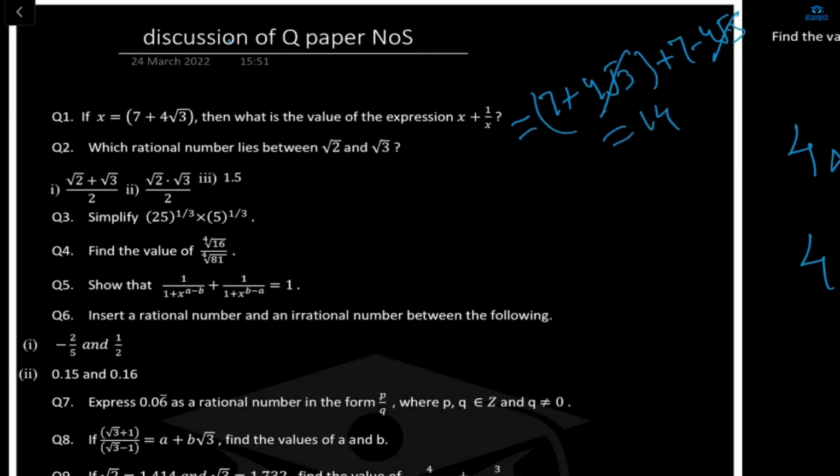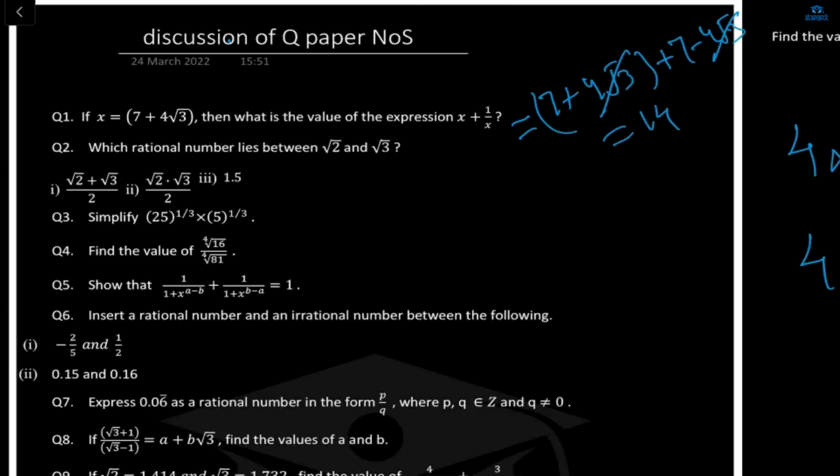Second one. Which rational number lies between root 2 and root 3? You can find various rational numbers. Okay, so root 2 will be equal to 1.414 and root 3 will be equal to 1.732. So you can find any rational number between these two numbers. Ma'am, I got 4 by 3. So is it correct? 4 by 3.